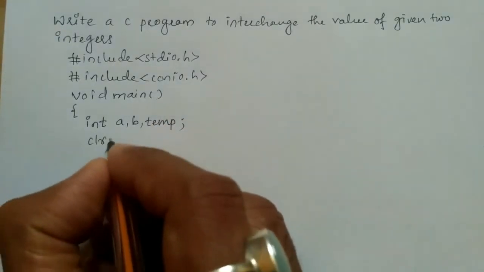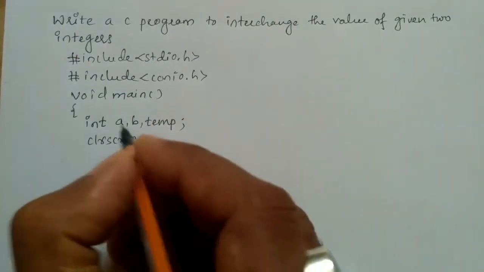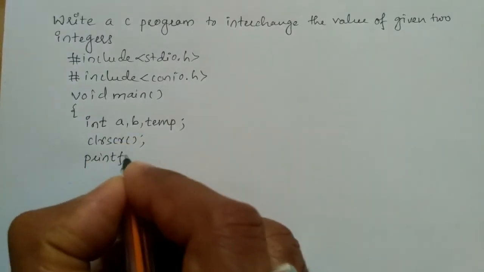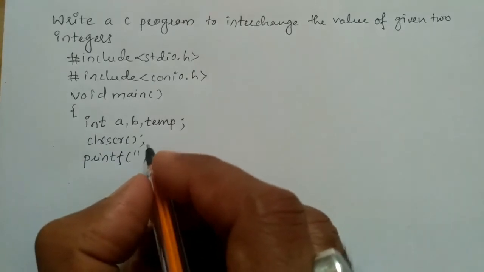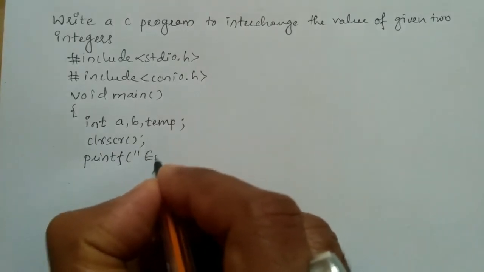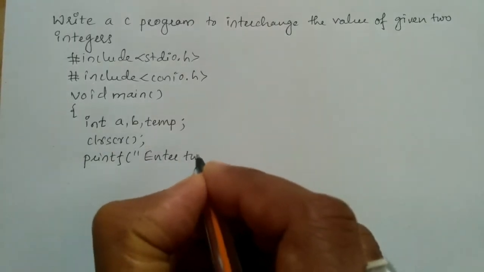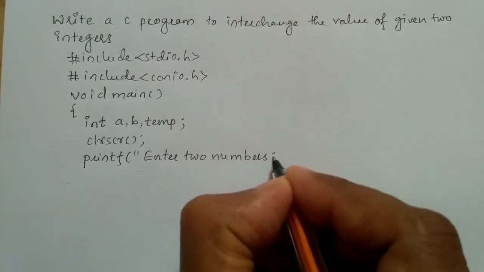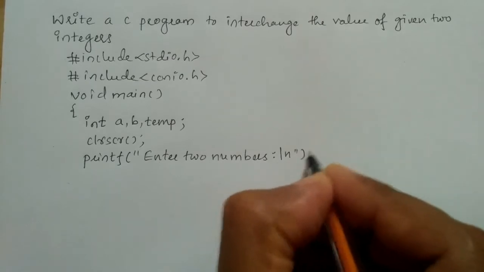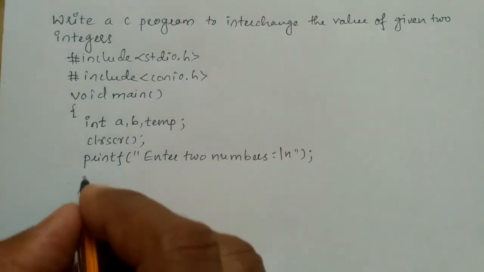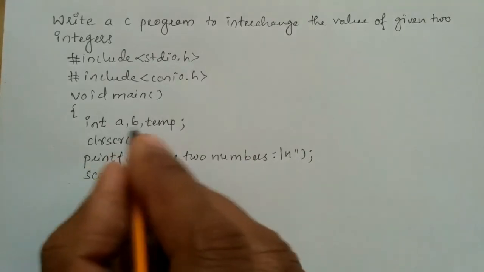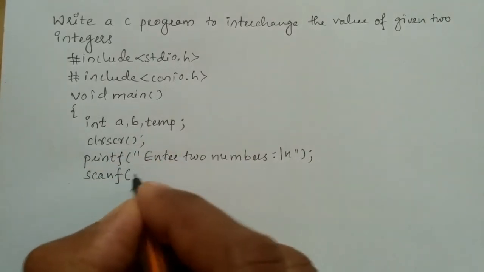Now we are going to write clrscr function, and then we'll write printf statement. In this we are going to ask the user to enter two numbers. I'm going to write enter two numbers, and I'll write \n and put semicolon.